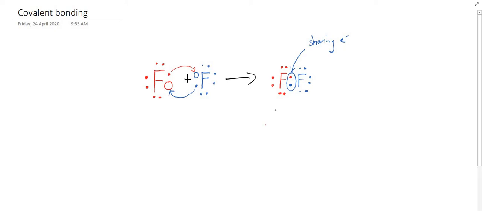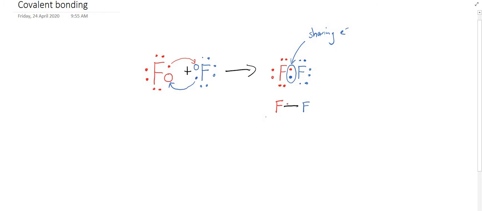So another way of drawing this is we draw our F, and we draw our bond, and we draw our other F. And this bond here is really like chemists saying, these guys are sharing electrons. And this is called a covalent bond. Covalent bond means sharing electrons.